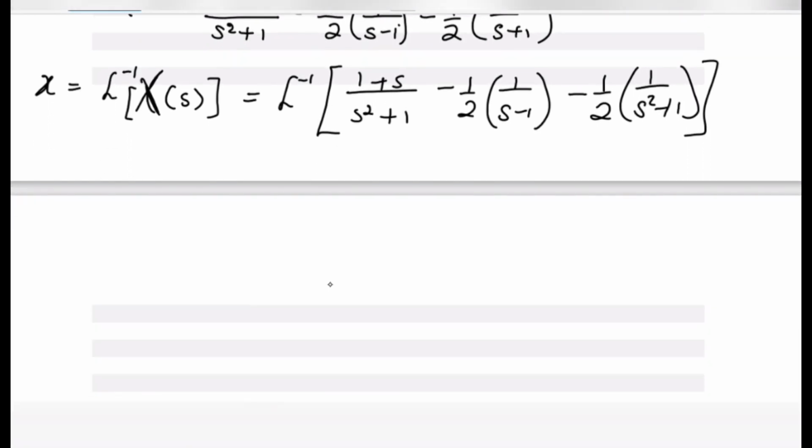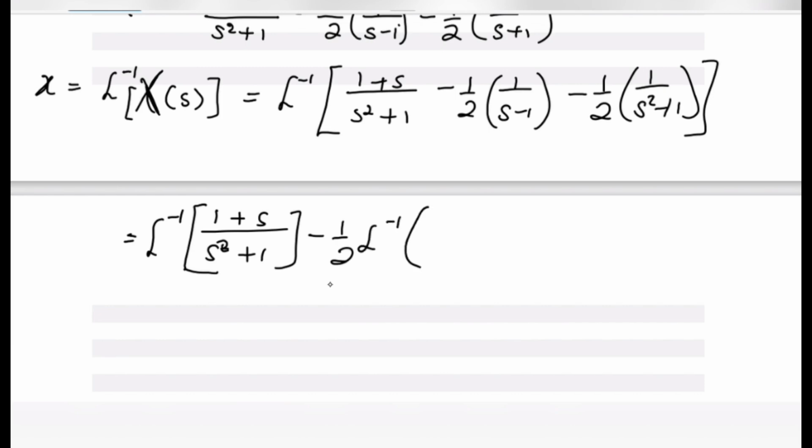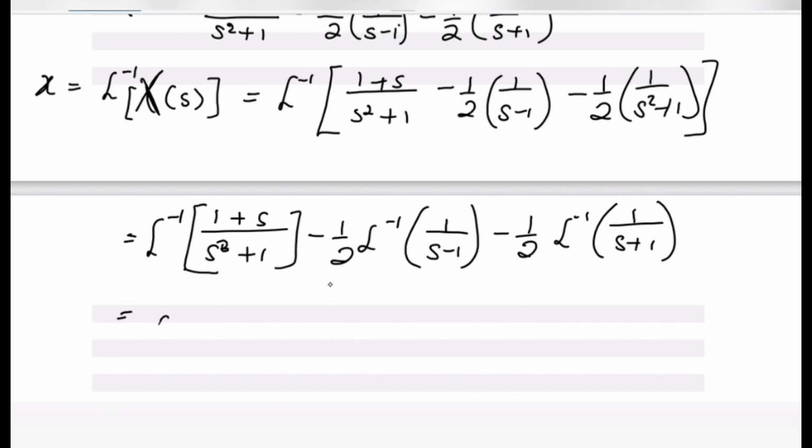And by linearity, you're going to have that this is equal to Laplace inverse of, let's pick the first term, (1 + s) over (s squared + 1) minus 1/2 Laplace inverse of 1 over (s - 1) minus 1/2 Laplace inverse of 1 over (s + 1). And if you look at the first term here, this is going to give us the same as Laplace inverse of 1 over (s squared + 1) plus s over (s squared + 1).